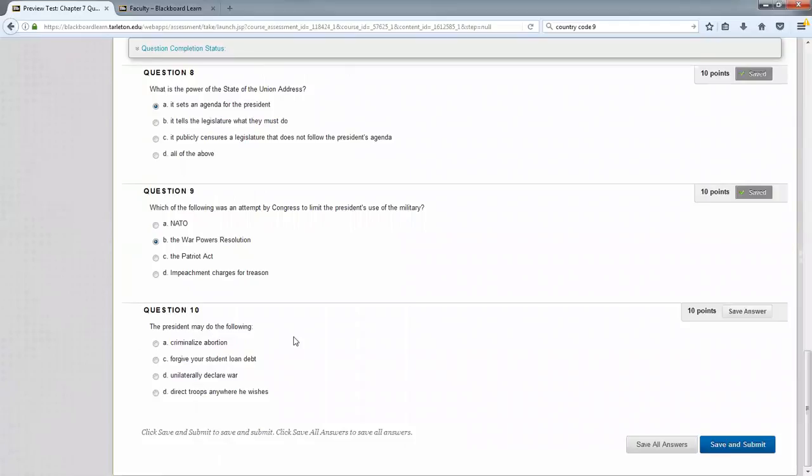The president may do the following. Criminalize abortion? Nope. Forgive your student loan debt? We wish. Unilaterally declare war? No, they need Congress for that, but they can direct troops anywhere they wish immediately. Because of the War Powers Resolution, they can only do it for so long, but as of right now, they can direct troops anywhere they wish.